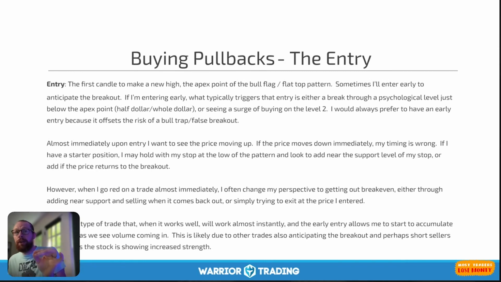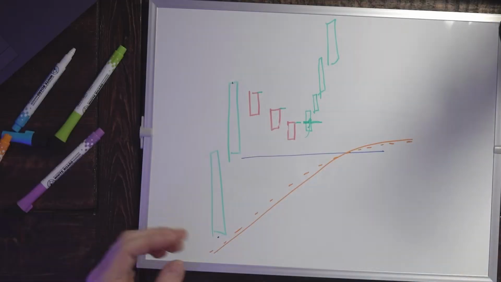If I'm entering early, what typically triggers that entry is either a break through a psychological level just below the apex point, such as a $0.50 or a whole dollar, or seeing a surge of buying on the level 2. I would always prefer to have an early entry because it offsets my risk, right?